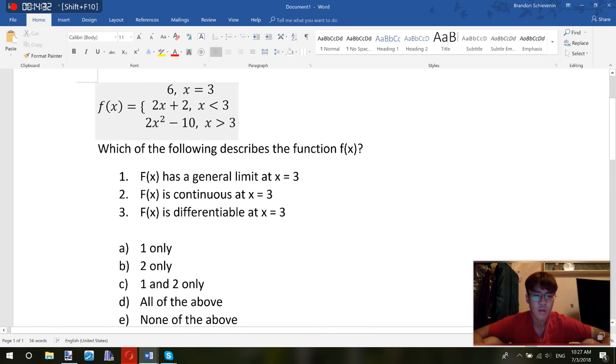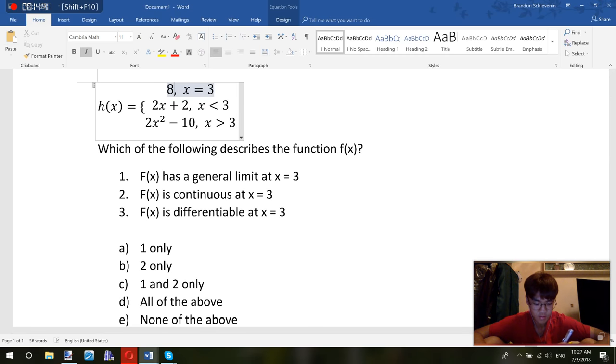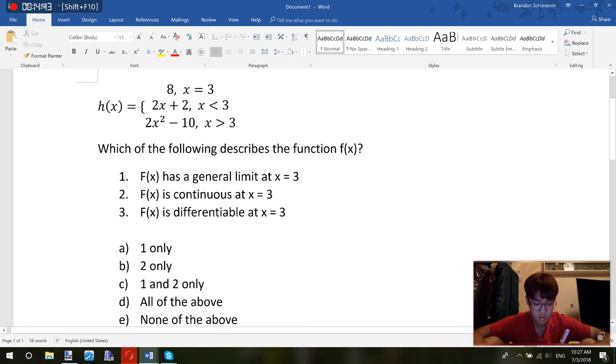Okay, I'm going to change our problem a little bit. So I'm going to change the letter just so later on, if people are watching this, they know I'm changing the problem. So this is now h of x, and I'm going to change this to 8. In fact, I'm going to make this red just so people know that I changed that. Okay, so if this is h of x instead, I didn't change our limit from the left and the right.